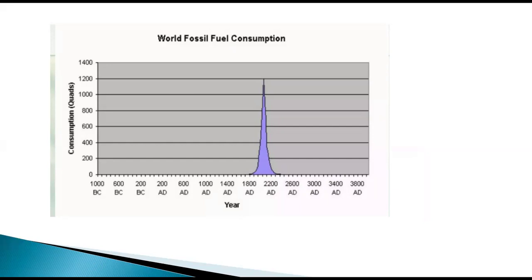Because of industrial revolutions, everything depends upon maximum electricity. That electricity is coming from fossil fuel based power plants: thermal power plants, nuclear power plants, gas and diesel power plants. That's why fossil fuel consumption increased in these years.